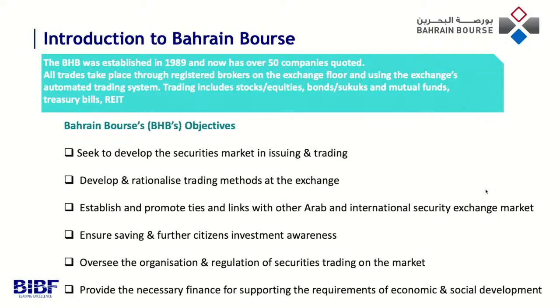Now, what kind of things can you buy and sell on the Bourse? What are the products that they have? What are the instruments? We talked about instruments, investment instruments. What are they? You can buy and sell shares, which is stocks or equities. You can buy and sell bonds or sukuks. Sukuks is nothing but the Islamic version of bonds. So you've got conventional banking and Islamic banking. A conventional banking product is bonds. The same kind of a product on the Islamic side is a sukuk, okay?